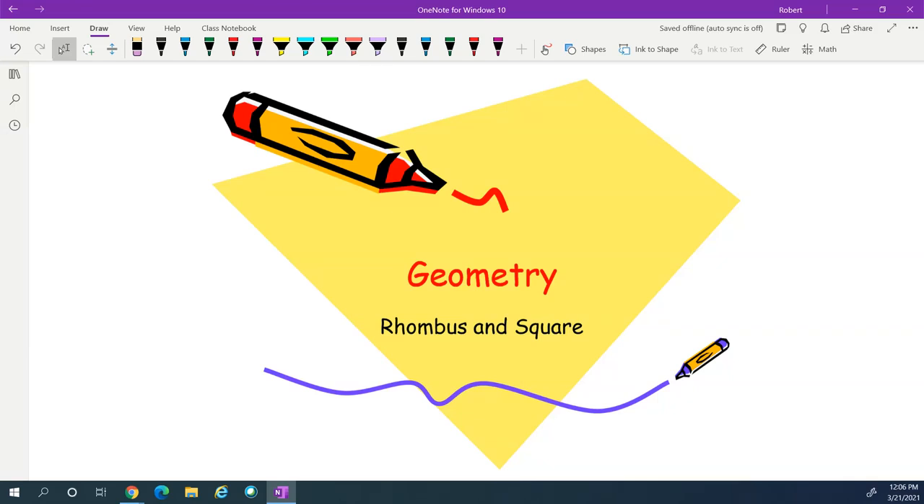Okay, well, we are moving forward with our parallelograms, and as we move down the polygon family tree, our next section talks about rhombus and square. We do these together, so let's take a look at it.